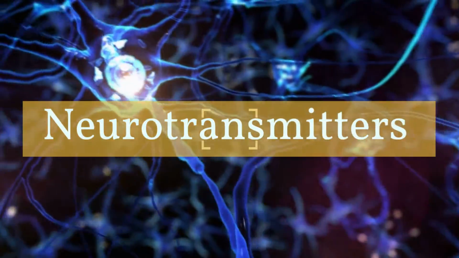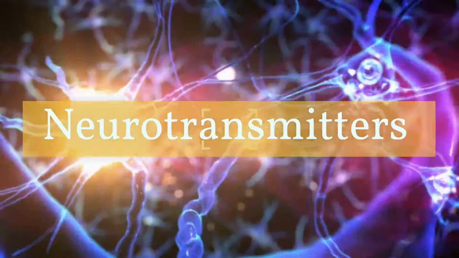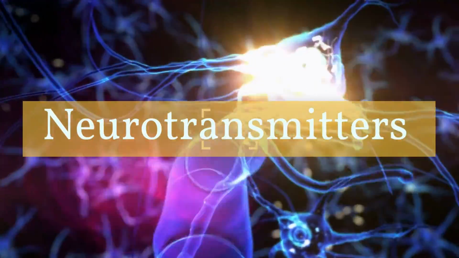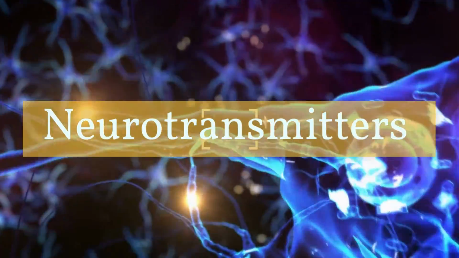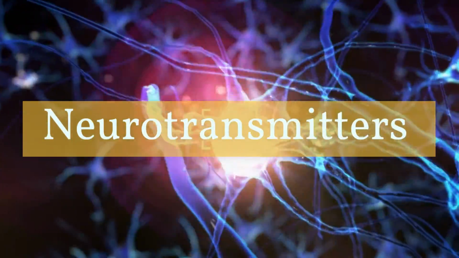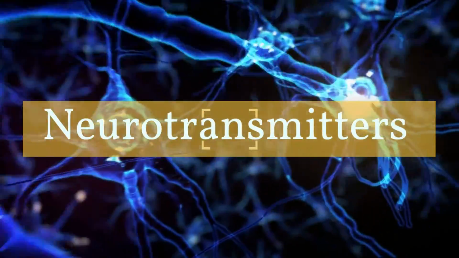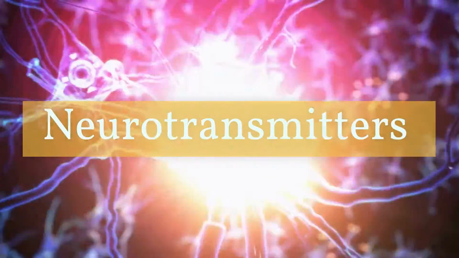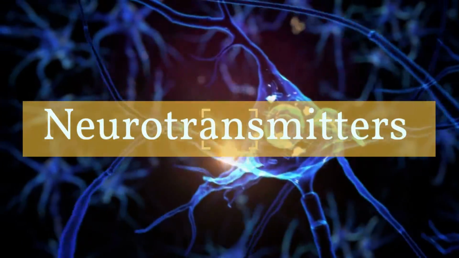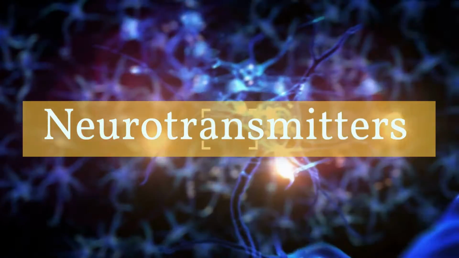Neurotransmitters. Altered functioning of neurotransmitters in the brain, specifically serotonin, dopamine, and noradrenaline, may also make a person more likely to develop borderline personality disorder. These neurotransmitters are responsible for the regulation of certain emotions and urges.